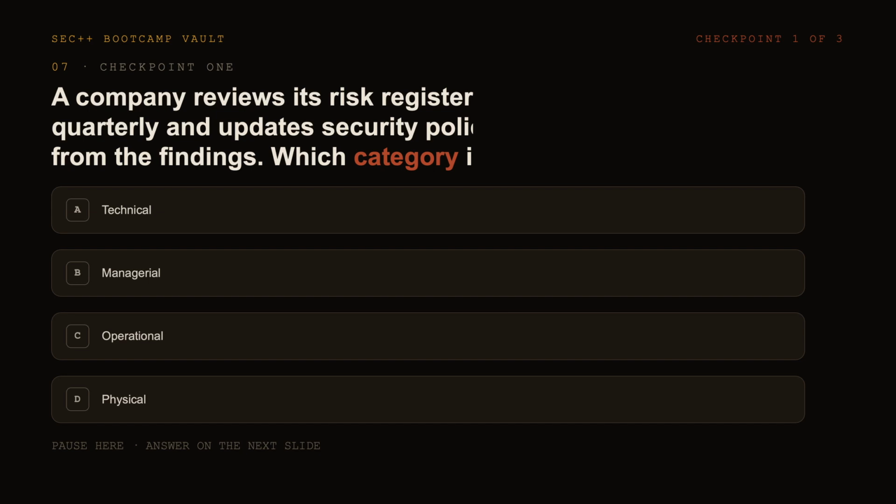The answer is B, managerial. Risk reviews and policy updates are decision-making work. They happen on paper and in meetings, not inside a system.